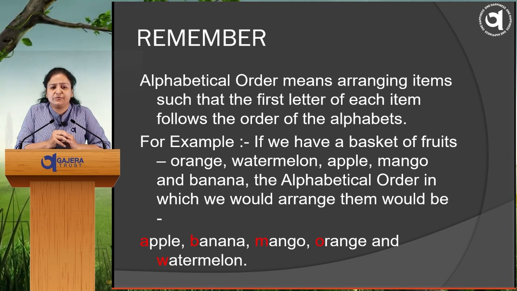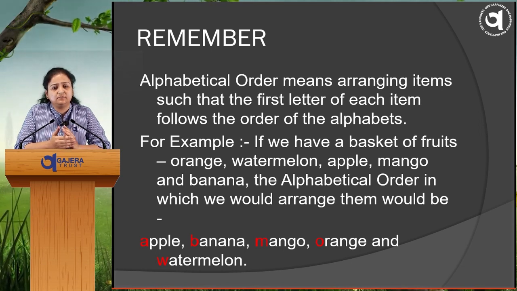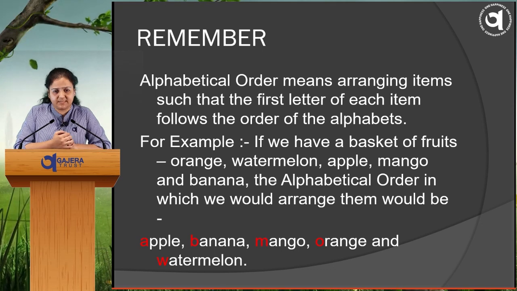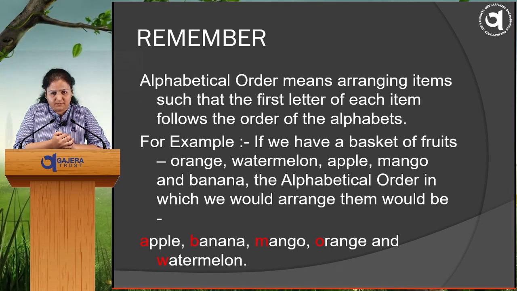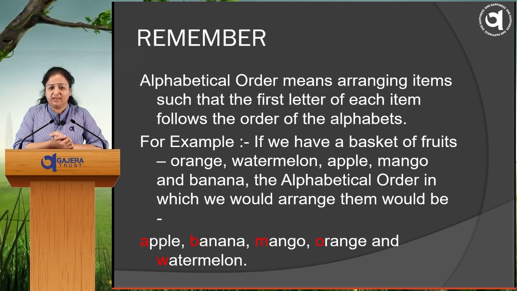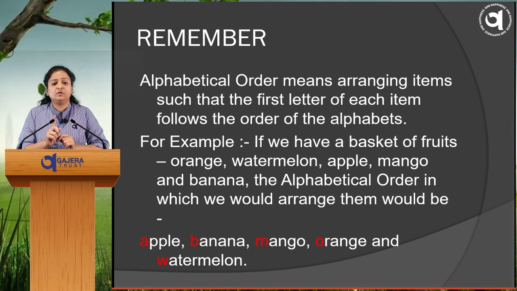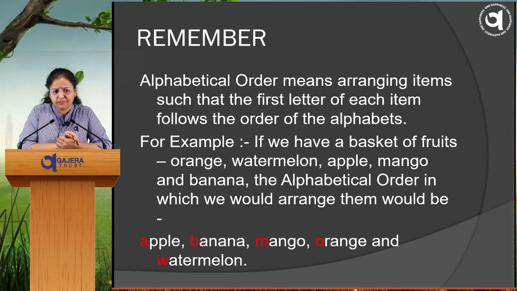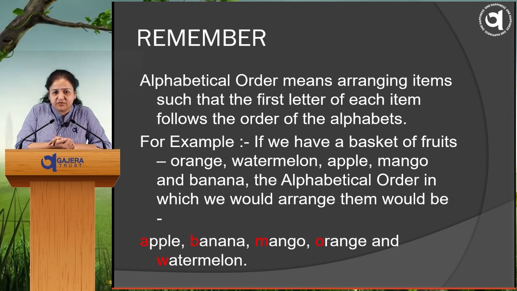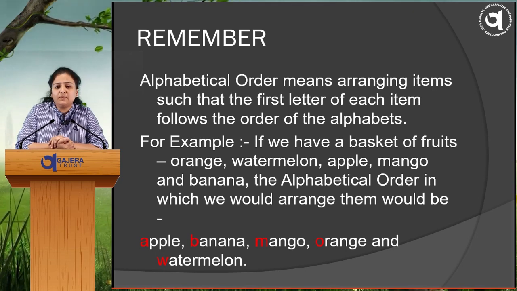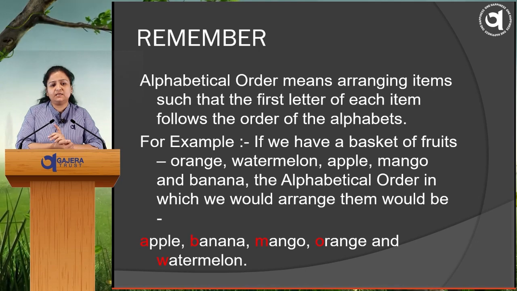Suppose the names of the fruits are orange, watermelon, apple, mango and banana. Now, if we want to arrange these fruit names into alphabetical order, how can we arrange them? Let's see. Very first, we follow the very first letter of each. Like in orange, O is the first letter. In watermelon, W is the first letter. In apple, A is the first letter. In mango, M is the first letter. And in banana, B is the first letter.